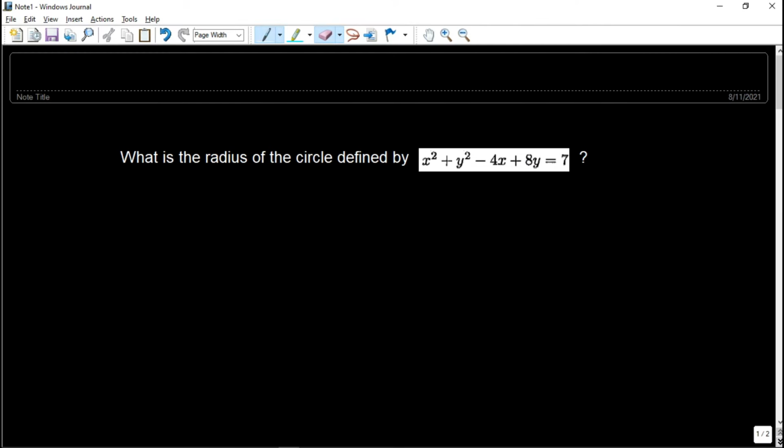So what is the radius of the circle defined by x squared plus y squared minus 4x plus 8y is equal to 7?